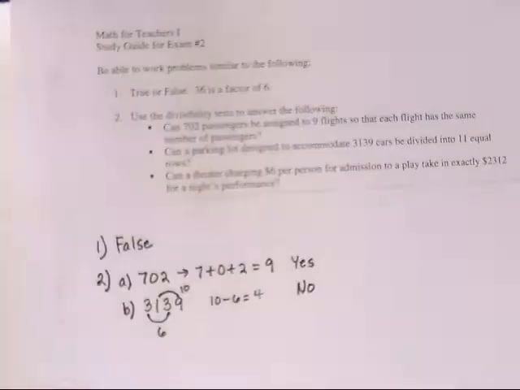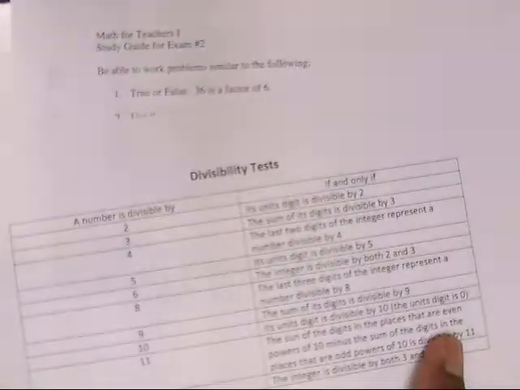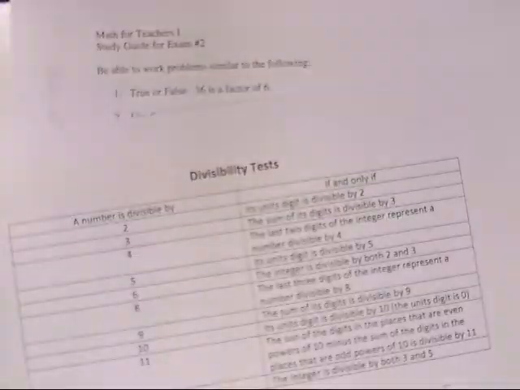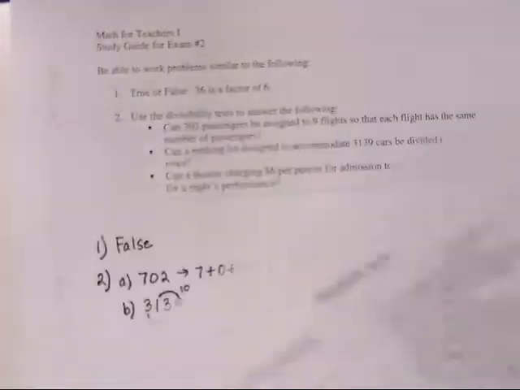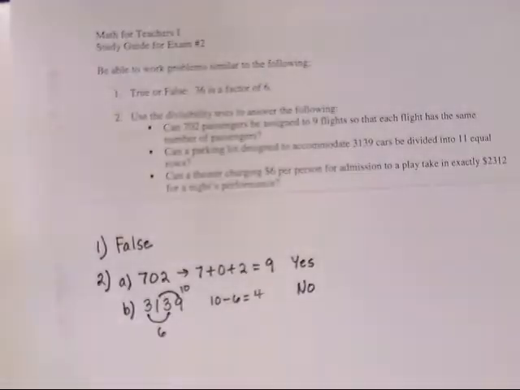In fact, I was right in the first place, because it's the sum of the digits that are in the places that are even powers of 10 minus the sum of the digits in the places that are odd powers of 10. So we have to subtract 10 minus 6. That would give you 4, and that would still be no.